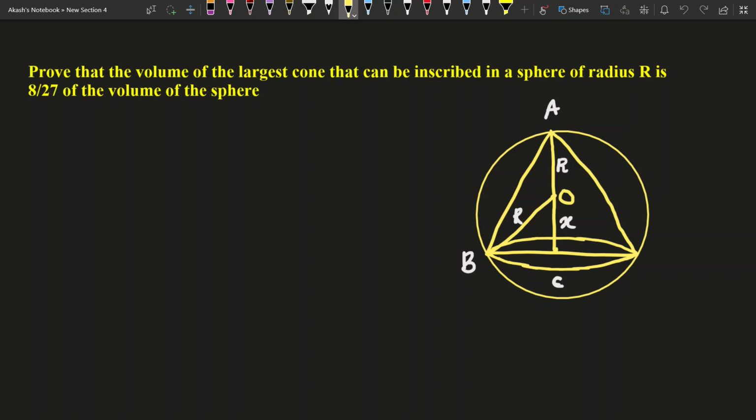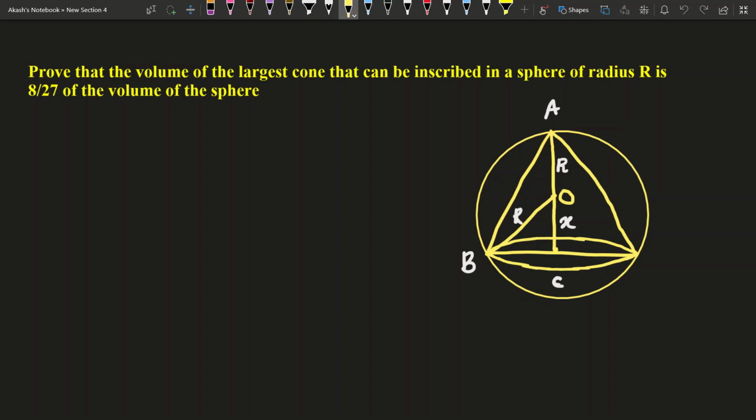Now they have given a sphere with radius r. We are inscribing a cone, and that cone is the largest possible one. So we are comparing the volume of the largest cone with the volume of the sphere. We need to establish that the volume of the largest cone is 8 by 27 times the volume of the sphere.